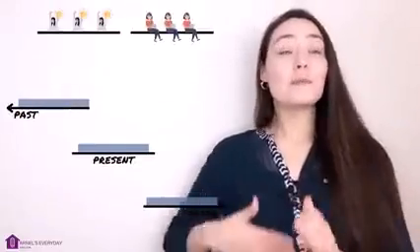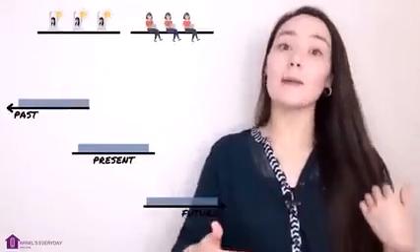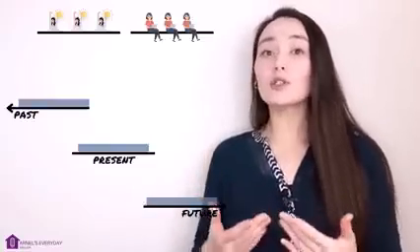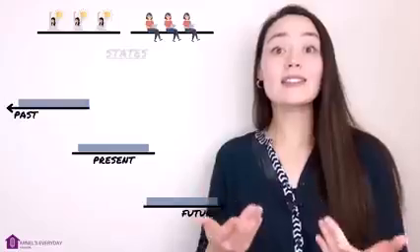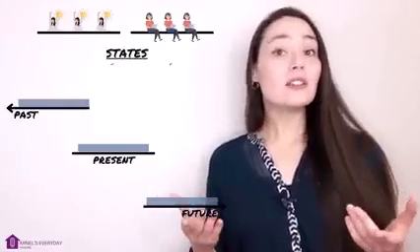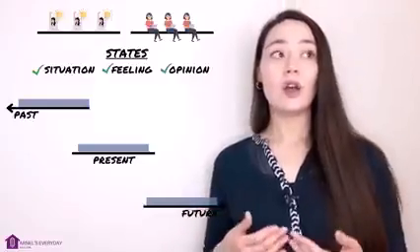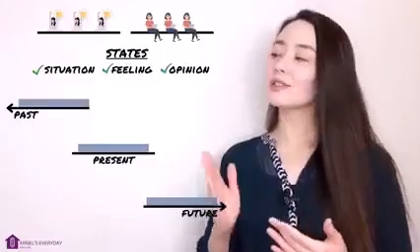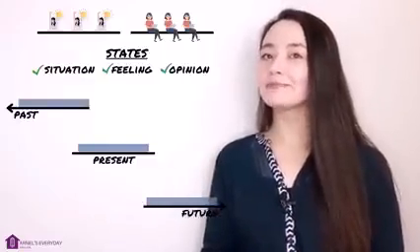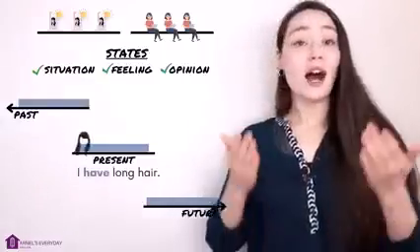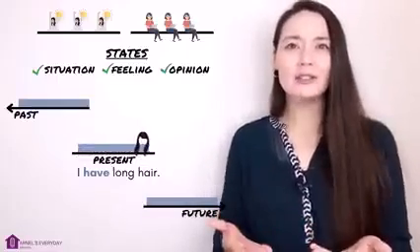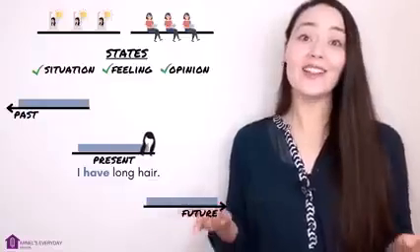Okay, we've looked at repeated actions like waking up or doing homework. But these tenses can also be used to describe states. What is a state? A state is a situation or an opinion or a feeling. Do states change often? No. Present simple. I have long hair. Is this a repeated action? No, it's a state. I have long hair.